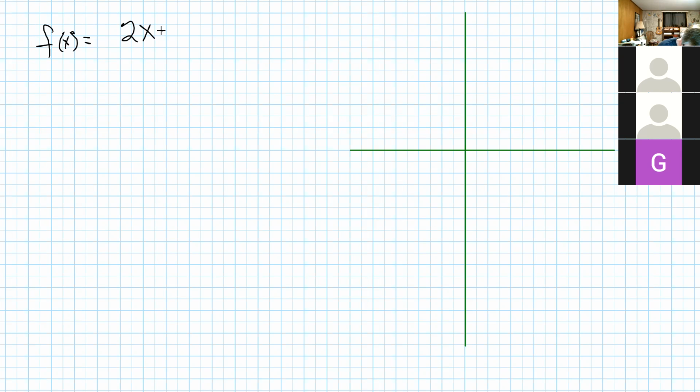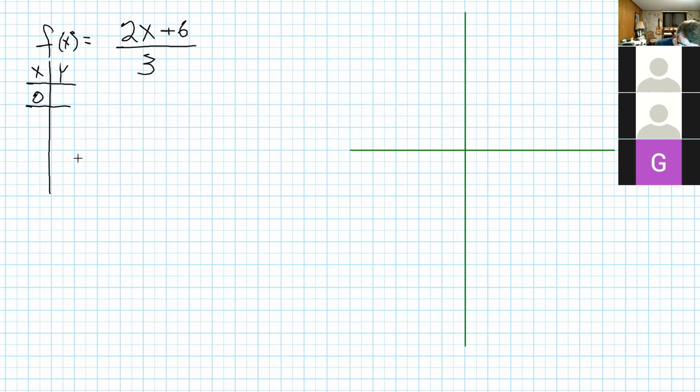2x plus 6 over 3. Okay. Let's find some ordered pairs and graph this thing. So we're going to make a table. Let's find 3 ordered pairs. How about x is 0?